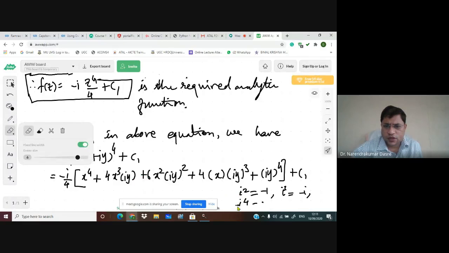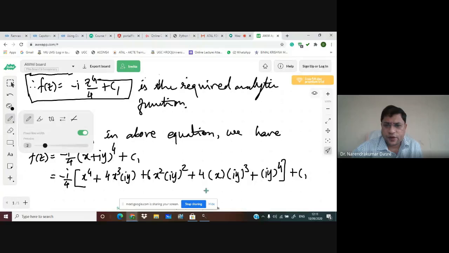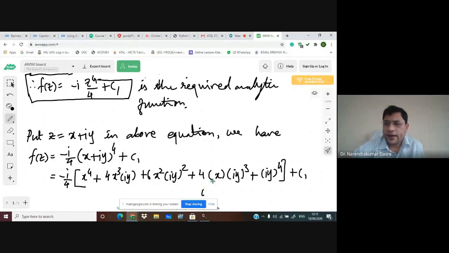So that's what we have. Okay, and hence we have to use this. So what we know is, i square is equal to minus 1, i cube is equal to minus i, and i raised to 4 is equal to 1. So we have to use this and simplify this expression. Okay, so let us use it and simplify this expression.